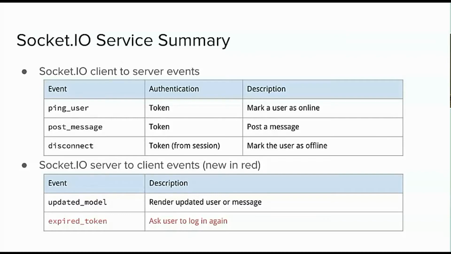So I added one more message that the server can send to the client, expired token. So if the client sends an expired token, then the server will push a notification to let the client know that it needs to do something to get a new token. And in this implementation, I send the user to the login screen so that it can log in again. Probably in a production app, you will not do that. You will have a mechanism to renew the token.